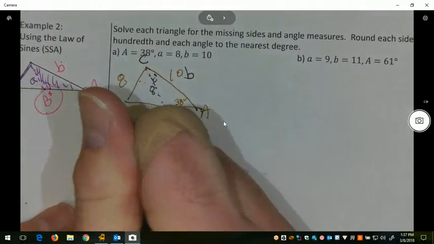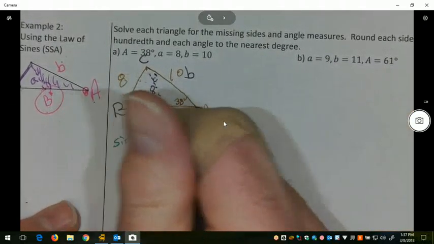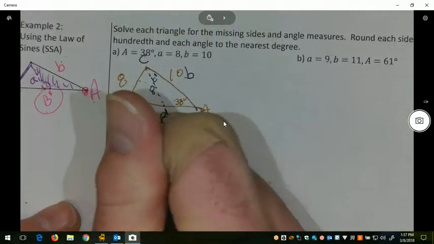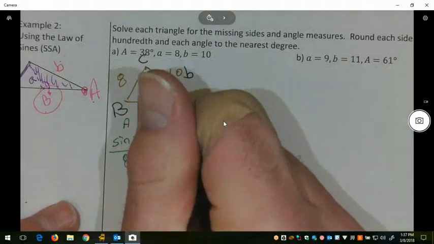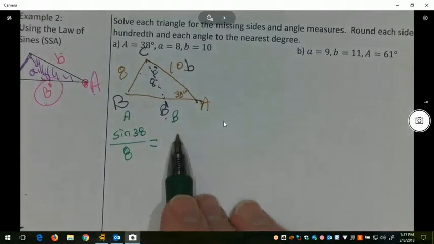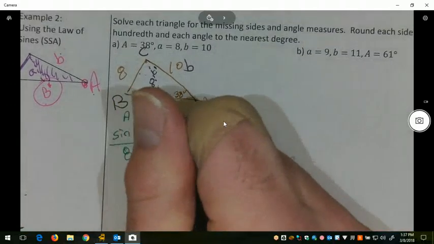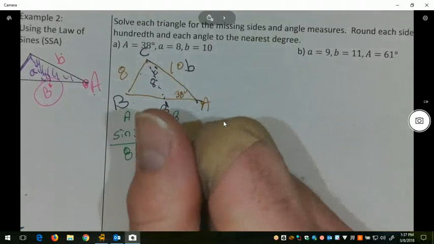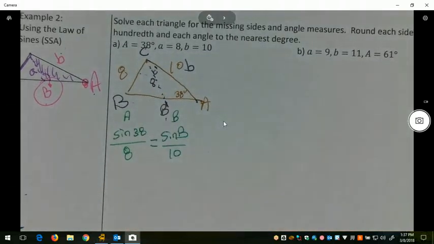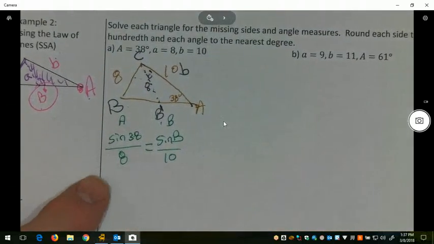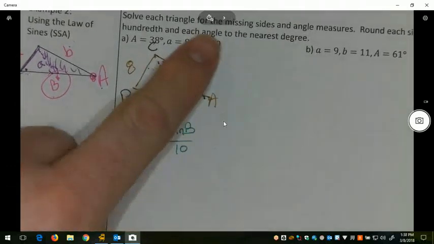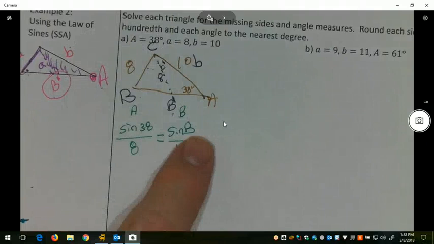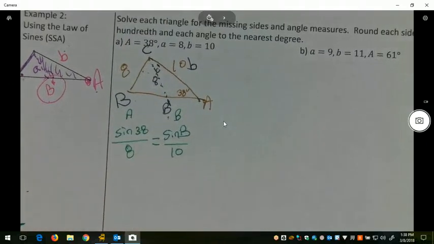We have sine of angle A. Sine of A is 38, sine of 38 over side A is 8. So this is all for angle A. Now based off of angle B, for angle B, I'd have sine of B over 10. We have our proportion, sine of the angle over its opposite side, sine of the angle over its opposite side. So right now I'm just solving the brown triangle. That's why I'm calling it angle B, not angle B prime.